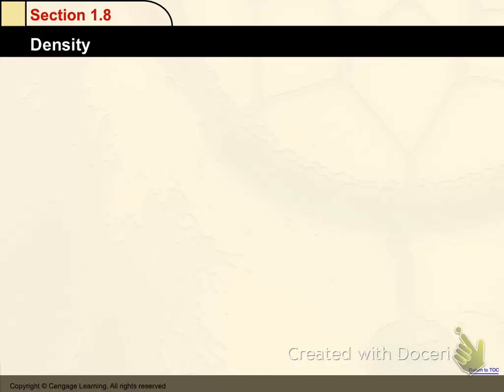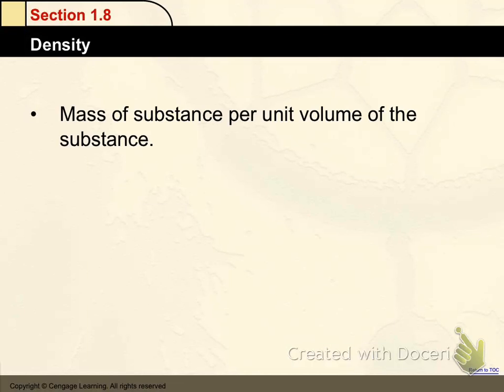All right, 1.8. We're going to focus on density for 1.8, and as we've learned in the past, density is simply the mass of a substance per unit volume of that substance. So let's take a look at a pictorial example of what I mean by this.